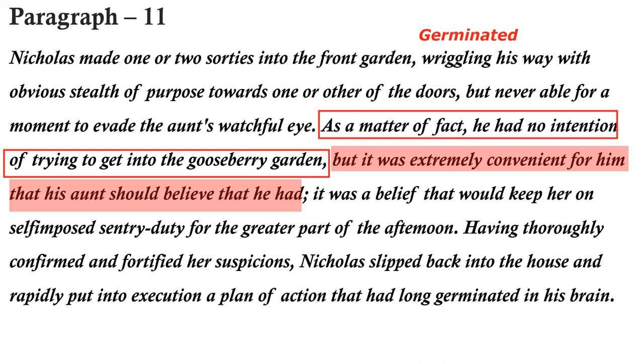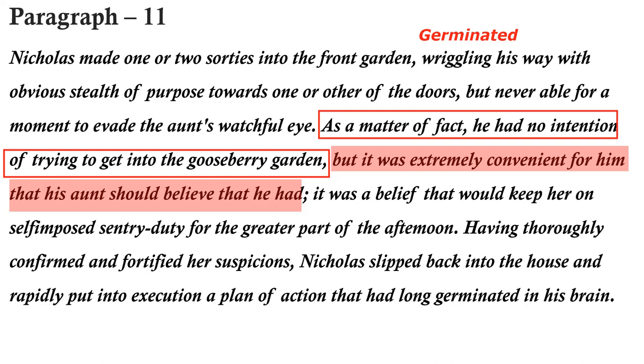Can you read this? It was a belief. Nicholas also had the idea that aunt will definitely be there near the gooseberry garden, keeping a watchful eye on whether I am going inside or not. Belief. He had a belief. Definitely she will think that I will enter the gooseberry garden. So that is the idea, my dear students.